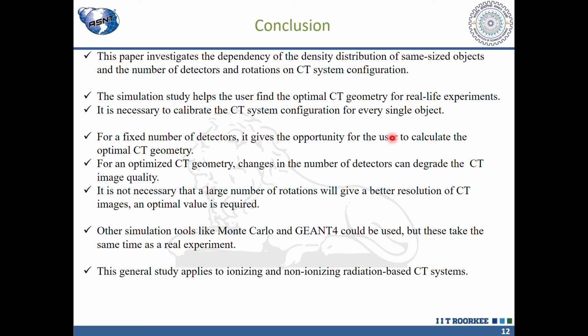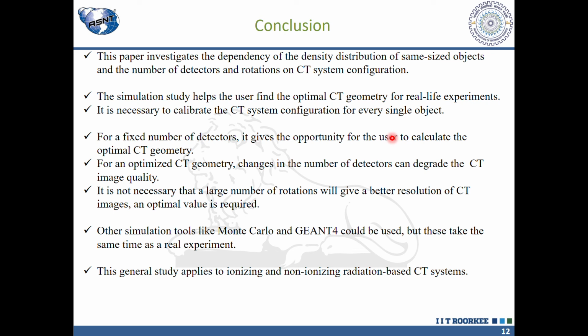So here is the conclusion of this study. In this paper we have investigated the dependency of the CT system configuration on the density distribution of same size objects, the number of detectors, and the number of rotations. For a fixed number of detectors, this simulation study gives the user the opportunity to calculate the optimal CT geometry parameters that we can use for real life experiments. This study shows why it is so necessary to calibrate the CT system configuration for every single object.